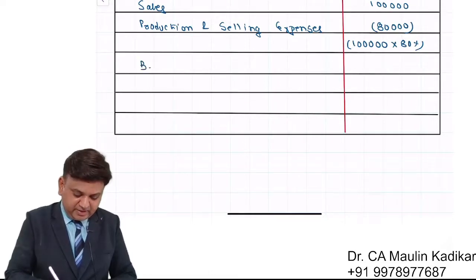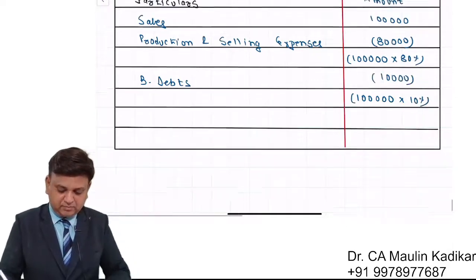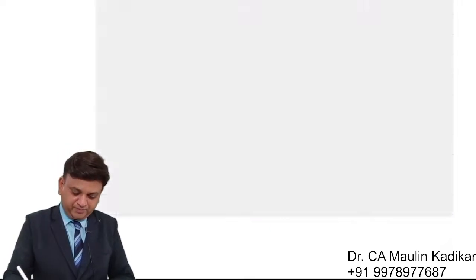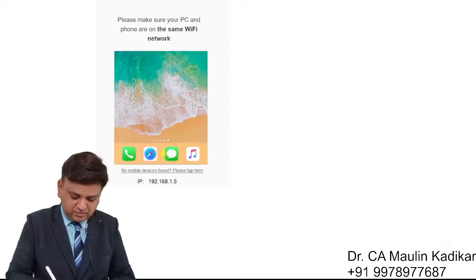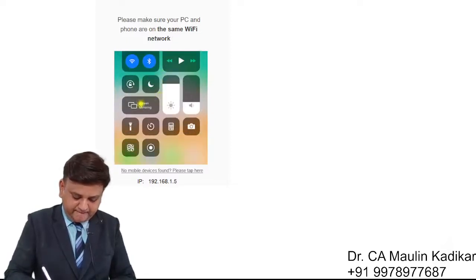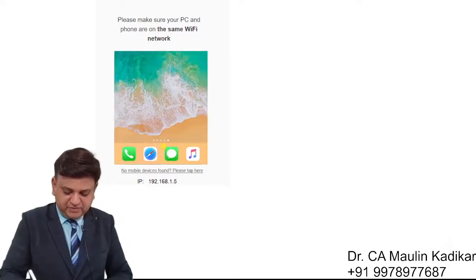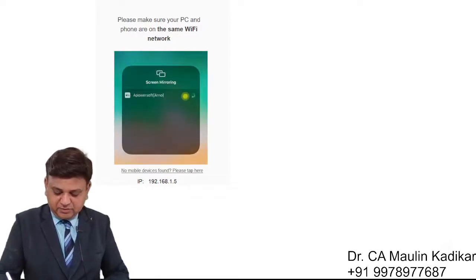Chances of bad debts are provided to us. It is 10%. That comes to rupees 10,000. Both expenses will be deducted from the revenue to make the calculation of profit before taxes. That is PBT. It is an amount of 10,000.